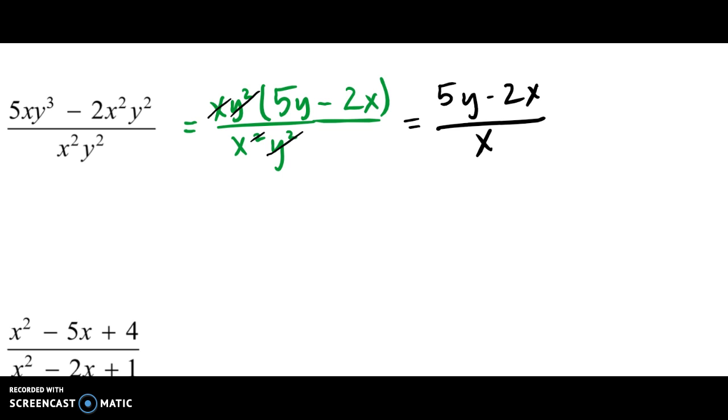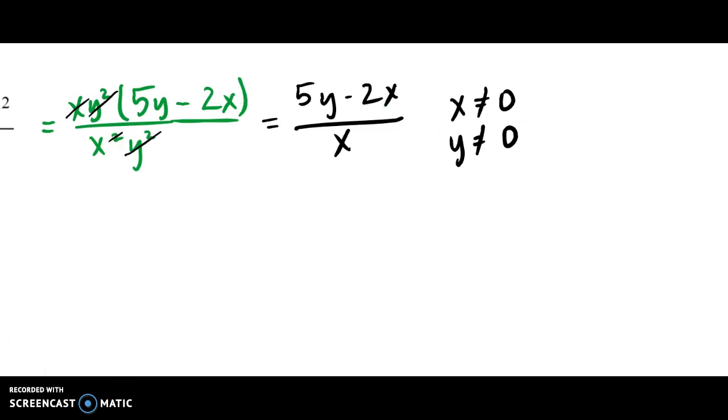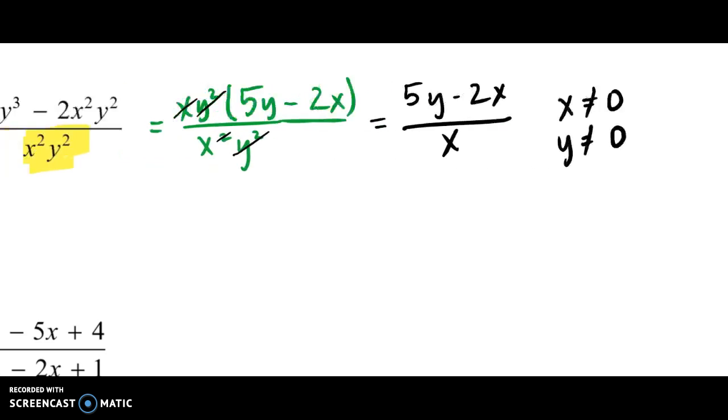I want you to write down any excluded values. If we look at the beginning, x cannot be 0 and y cannot be 0, because if they were 0, then the whole function would be undefined. So go ahead and write that off to the side.